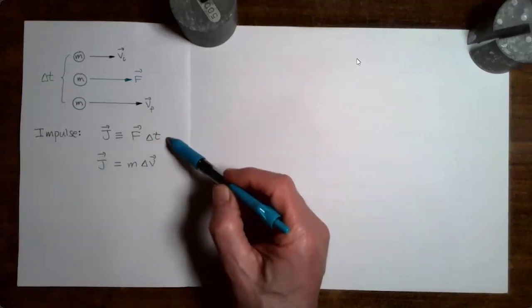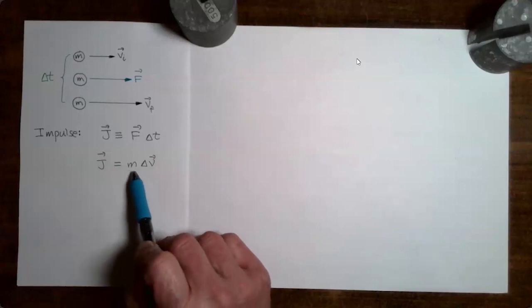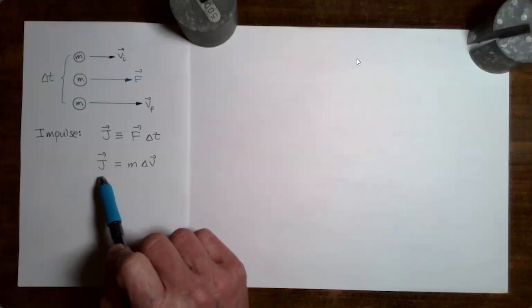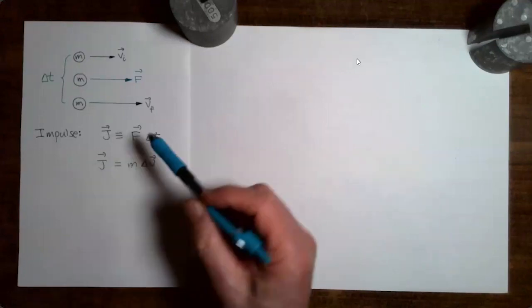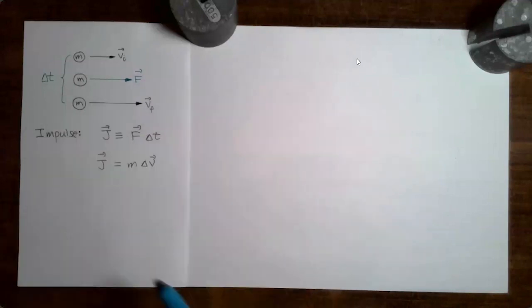Starting from this definition and using Newton's second law of motion, we can show that the impulse is equal to the mass times the change in velocity, or in other words, the impulse is equal to the mass multiplied by final velocity minus initial velocity.